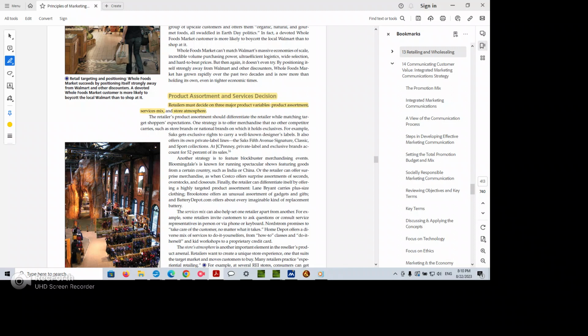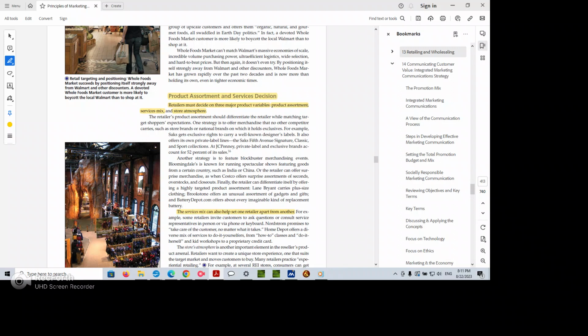Now, there's various degrees of this, and also it depends on how creative they are. So they can set up an environment that feels like you're on a fishing boat fishing. I mean, you can get really creative with this stuff, but that's how you differentiate your services mix along with your product mix.